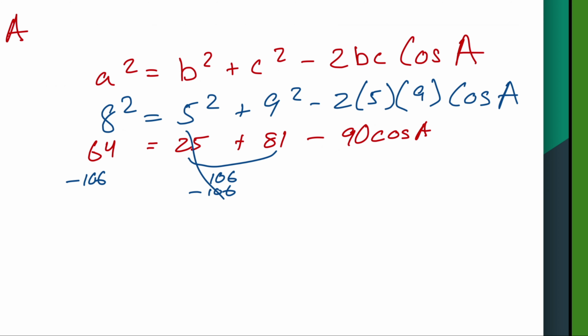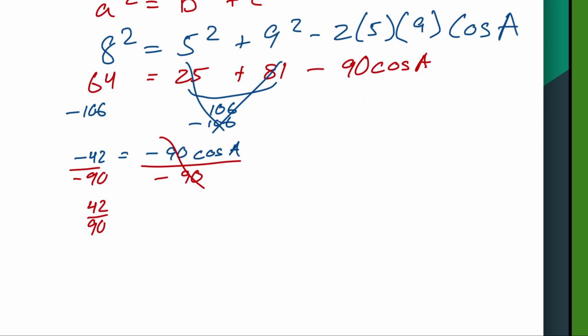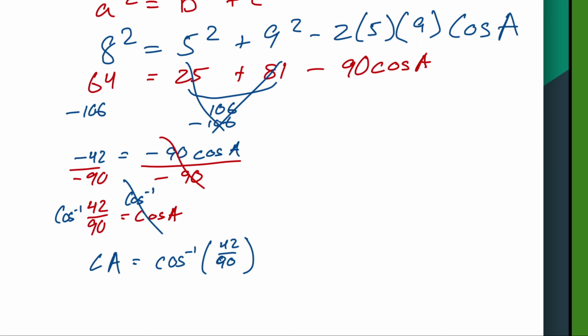Okay, so all this cancels here. 64 minus 106 gives me negative 42. So negative 42 is equal to negative 90 times the cosine of A. Okay, I'm going to divide by negative 90. That's going to cancel. And I'm just going to leave this as 42 over 90 for now is equal to cosine of A. In order to do this next part, we have to take the inverse cosine of each side. So that cancels. I'm going to have the angle A is equal to the inverse cosine of 42 over 90. Now, I know we could have simplified that, 42 over 90, but because we're going to have the opportunity to just use the calculator, why simplify, right?